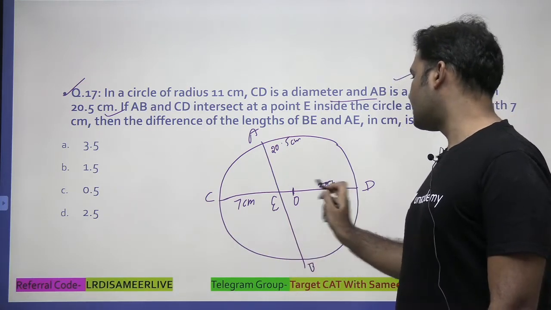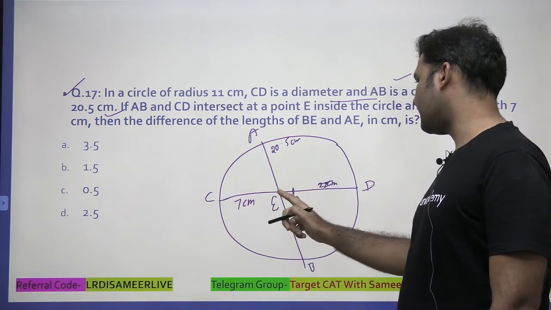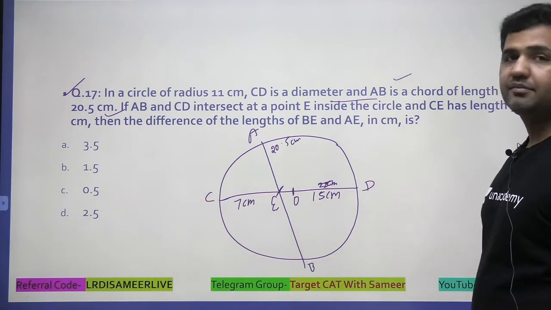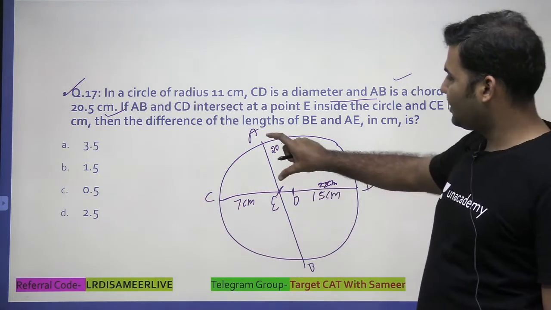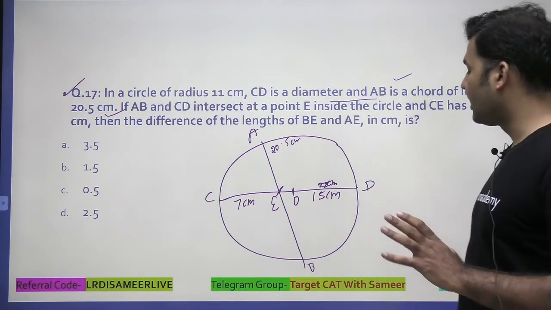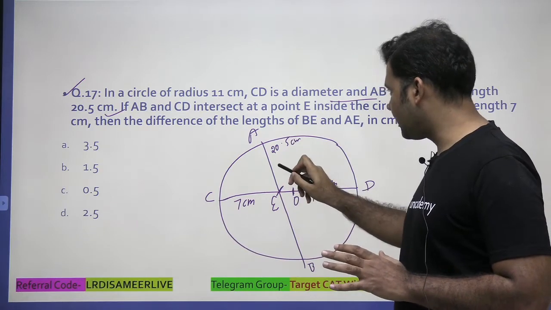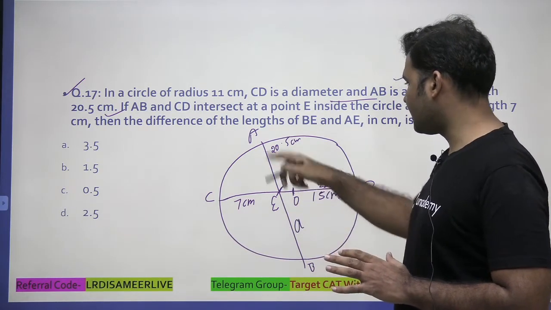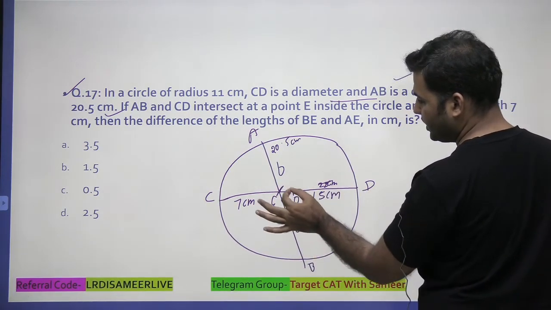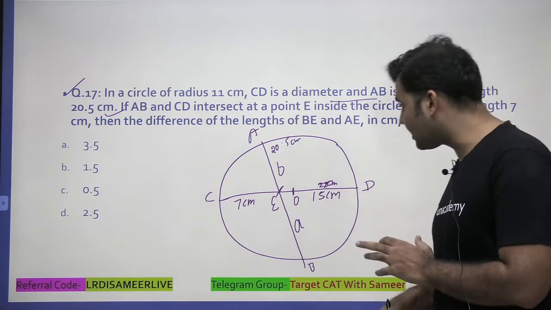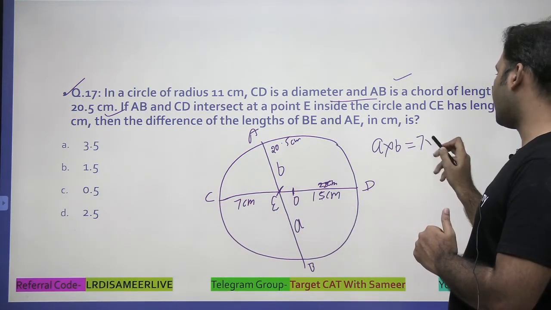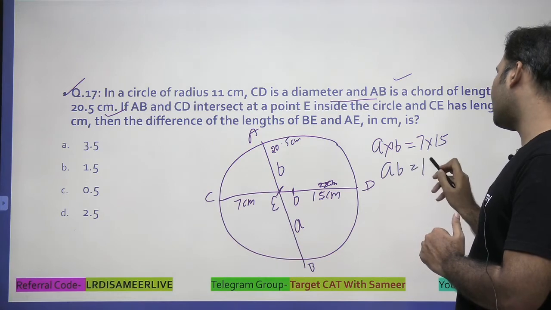So guys, this whole length is 22. If this part CE is 7, can I say the length from E to D will be 15 centimeter? This whole length AB is 20.5. What I'm supposed to find out is the difference of BE and AE. Let's say this length BE is A and this length AE is B. Now, in a circle, if two chords intersect each other at any point E inside the circle, then A into B will be equal to CE into ED, that is 7 into 15. That means AB will be 105.